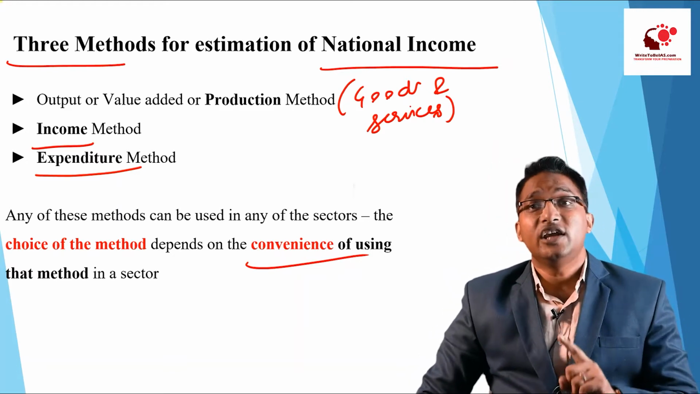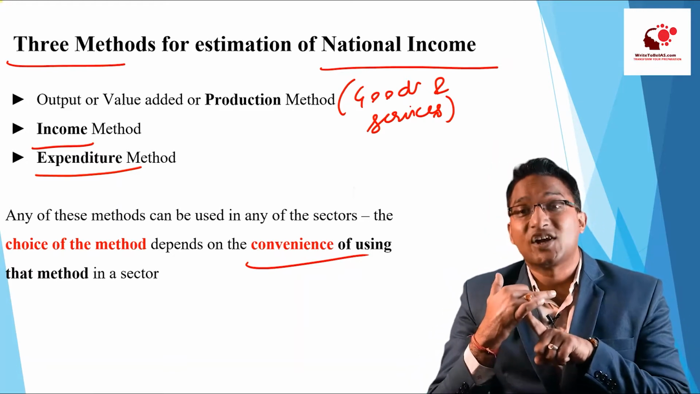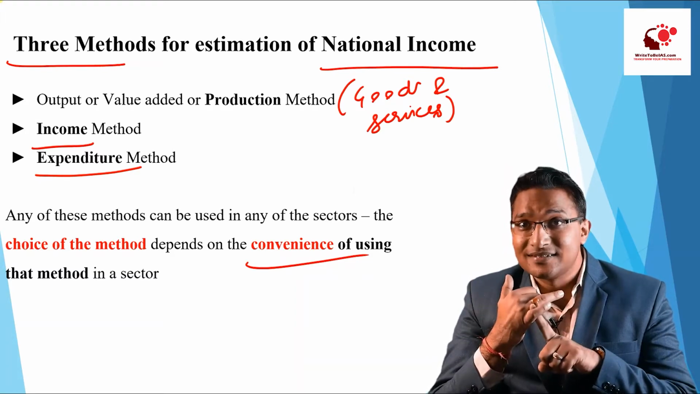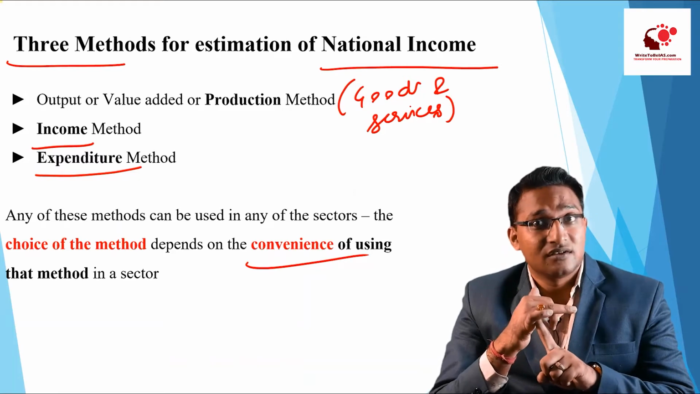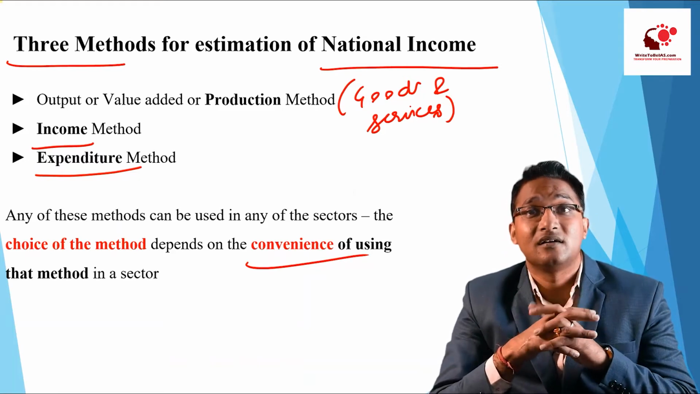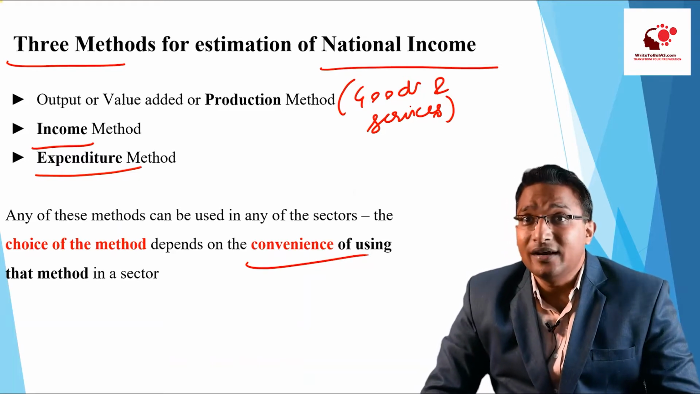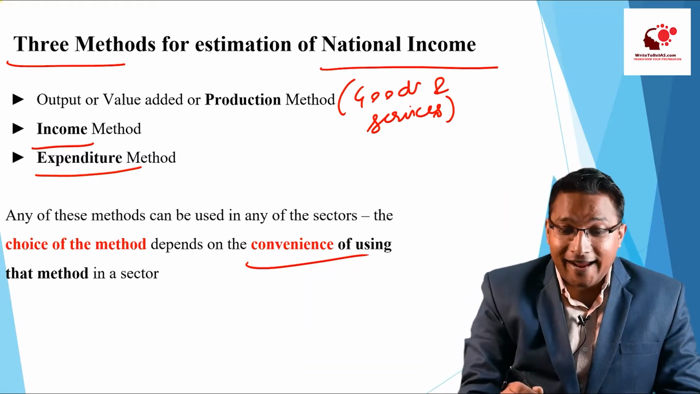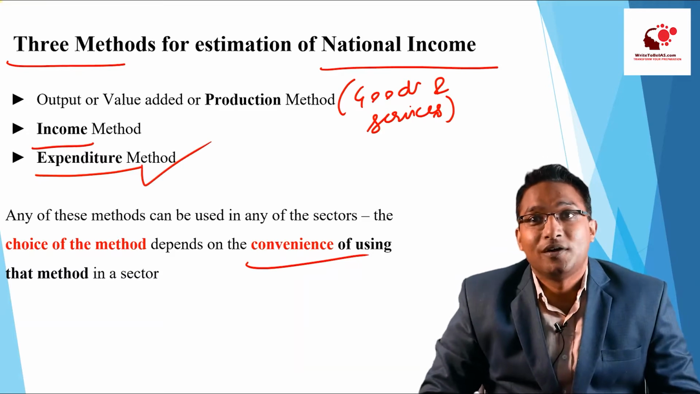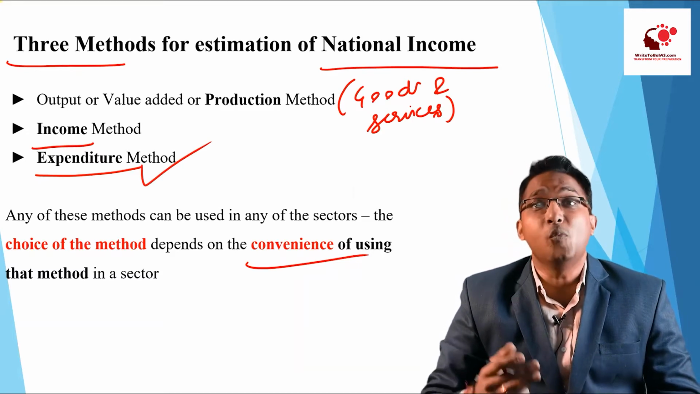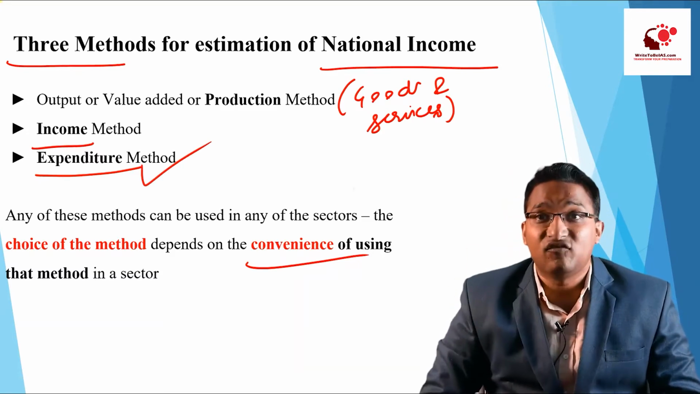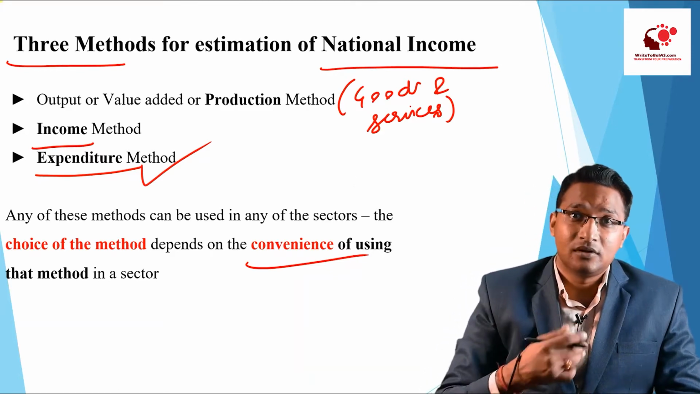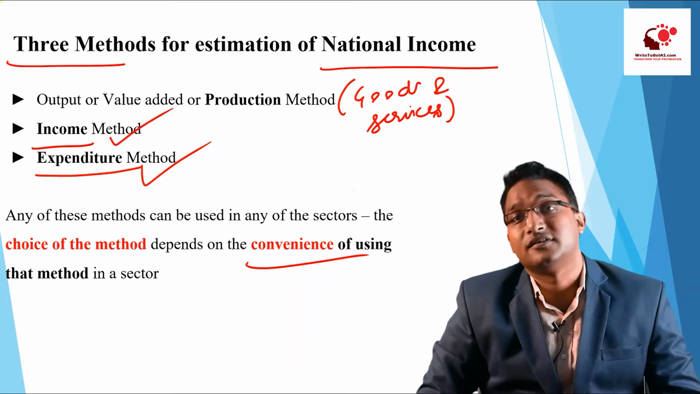One is, if you know my expenditure, am I spending 1 lakh rupees, am I spending 50,000, how much am I spending? That is one way you can judge my income, and that method is called the expenditure method. Another way can be how much amount I am getting from my students, that is my income. So another method can be the income method.